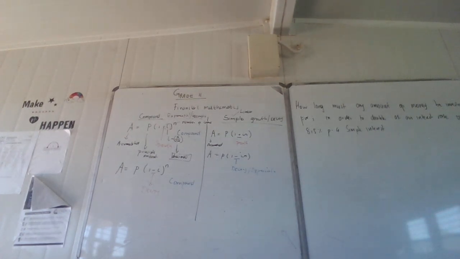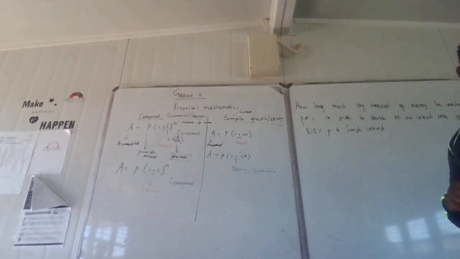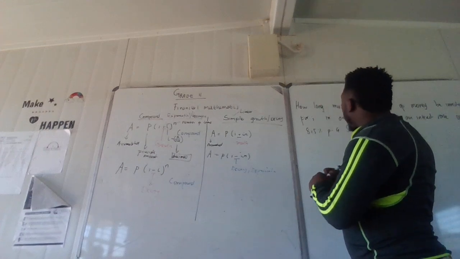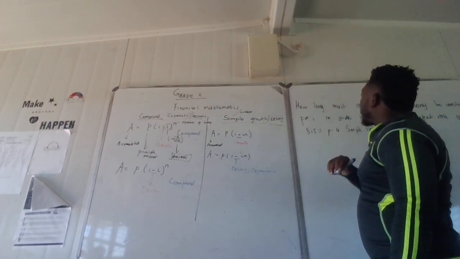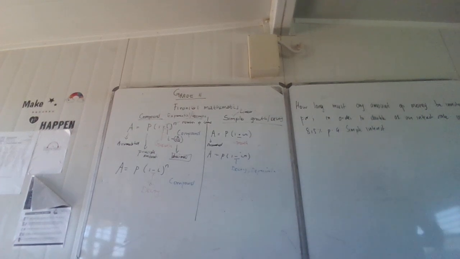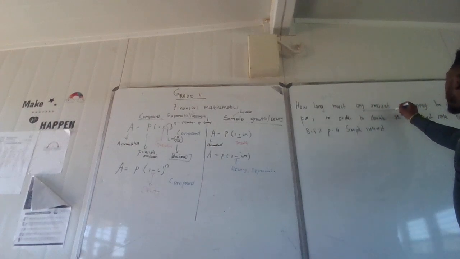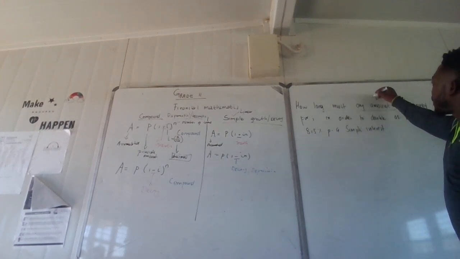Okay, that's an example. How long? They want time. Now if they say how long, you're looking for n. You don't have n. It can be any amount. We can also call our amount Rx.